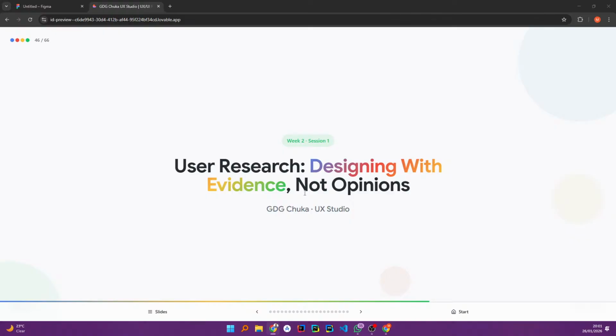In our previous session, we looked at an introduction to Figma, what Figma really is, and creating some low fidelity wireframes using Figma. We also did some hands-on session with GDG members in our physical session. And today we are going to look at user research.